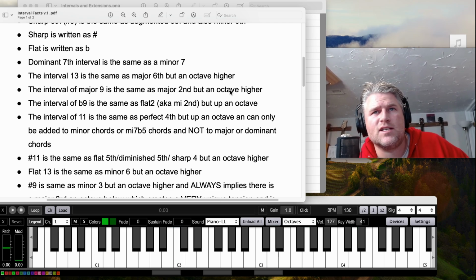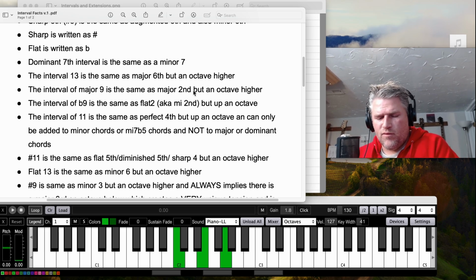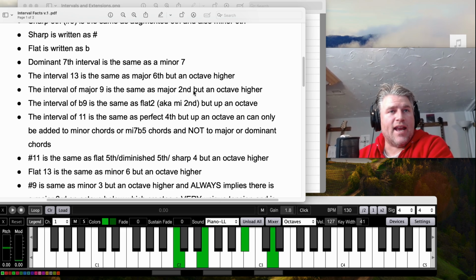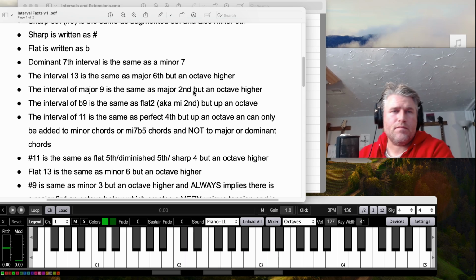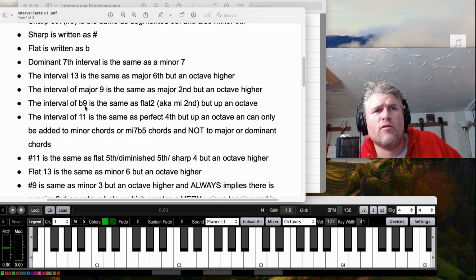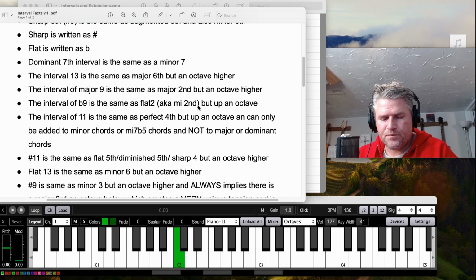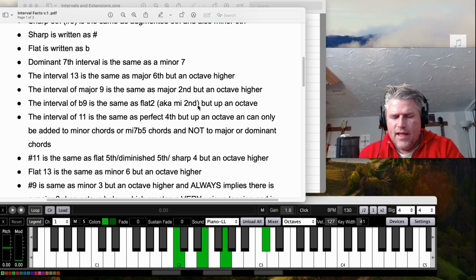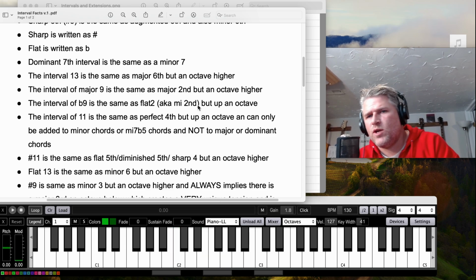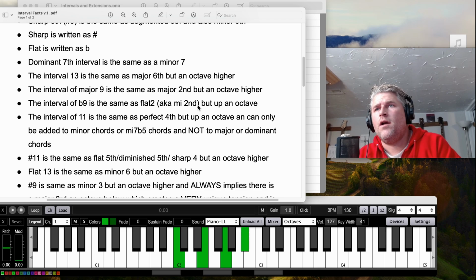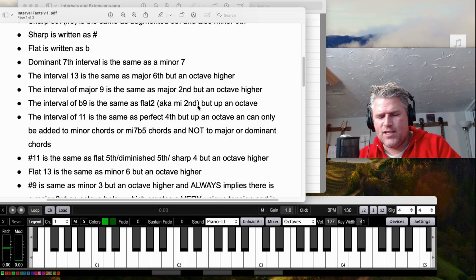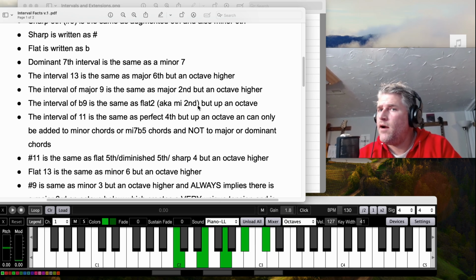It's kind of semantics, but if you have a C7 chord and it says add a 9, it definitely means up here. But anyway, the interval of a flat 9 is the same as a flat 2 or a minor 2nd, but up an octave. So a minor 2nd's here, so you'd go up an octave, and it's usually with a dominant chord. What do you know? And listen how messy it would be if I played it down here, and I take it up.